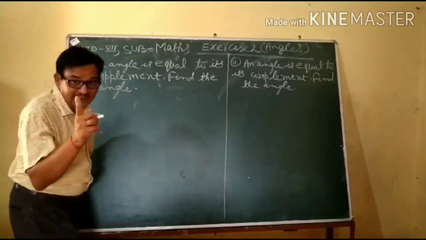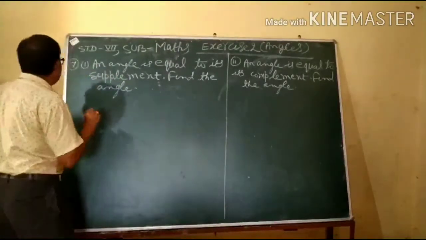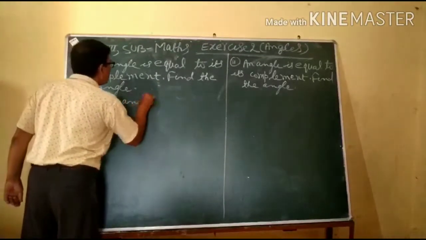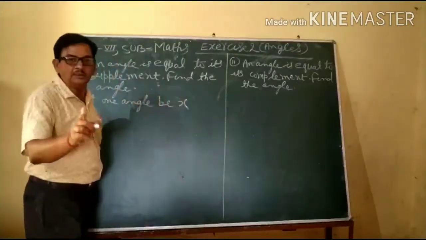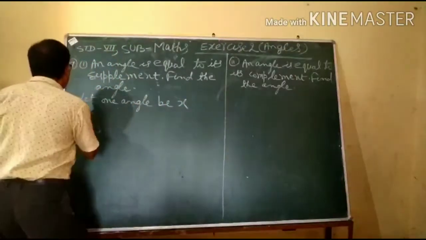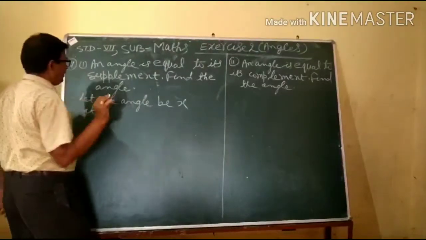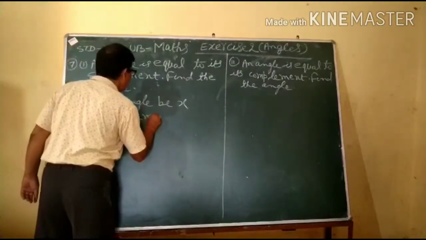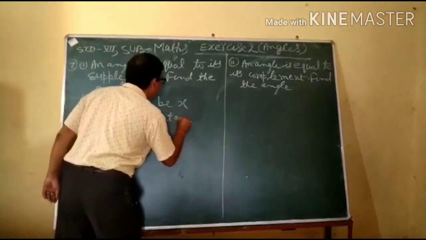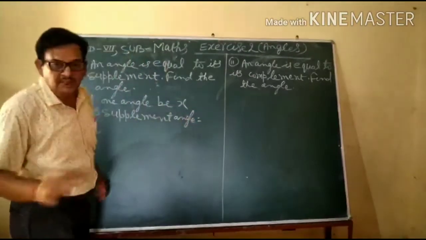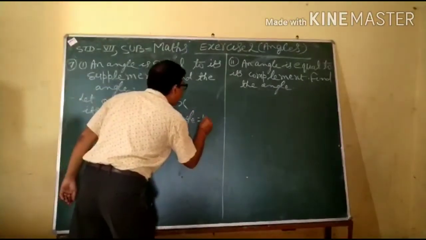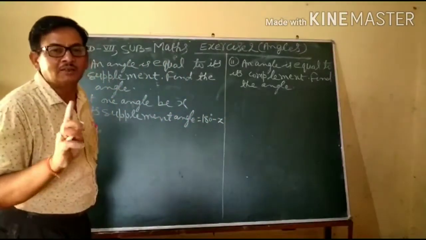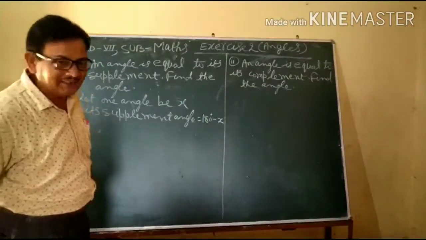So let there be two angles. How many angles are there? Two angles. Let one angle be x. Its supplement angle will be 180 degrees minus x. Why 180 degrees minus x? Because the sum of two angles is 180 degrees.